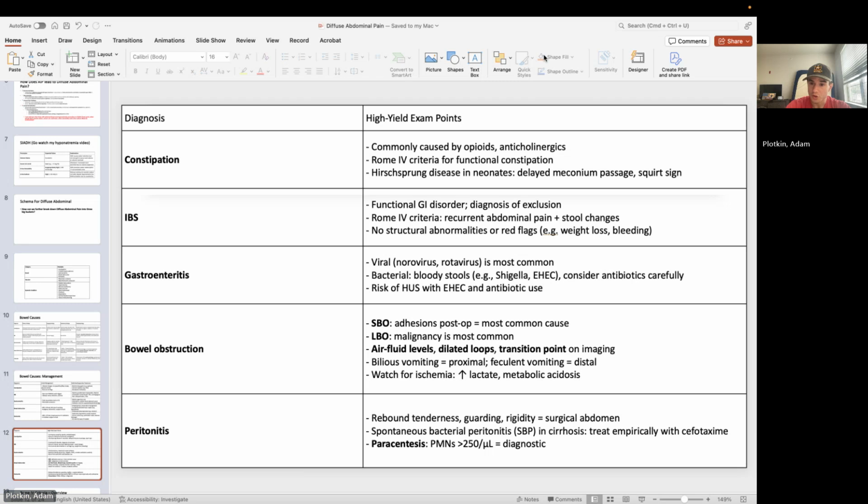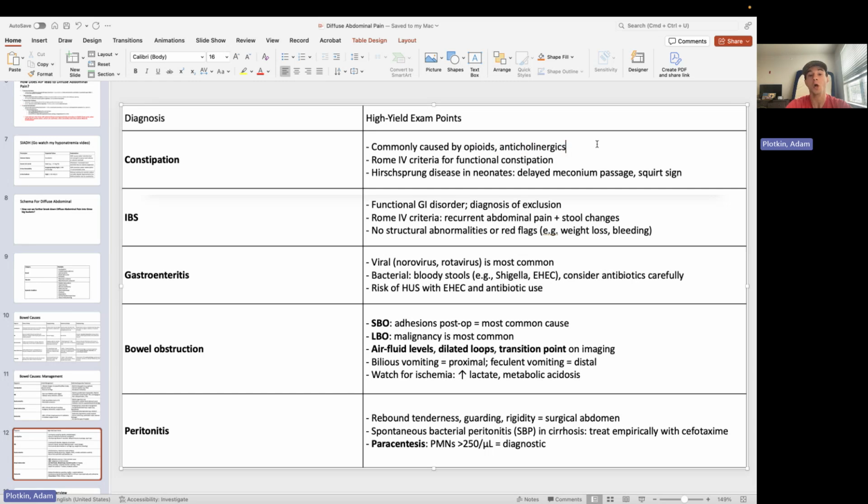All right, just some really high yield points for these. Constipation, right, can be commonly caused by opioids and anticholinergics. Look at the patient's drug list, right? In real life, look at the exam.